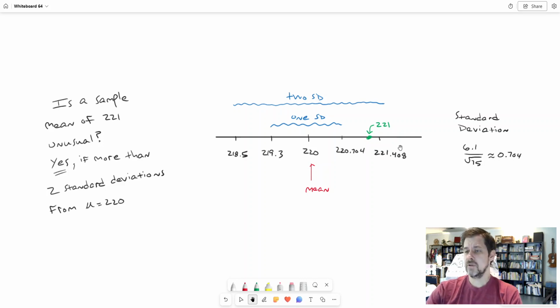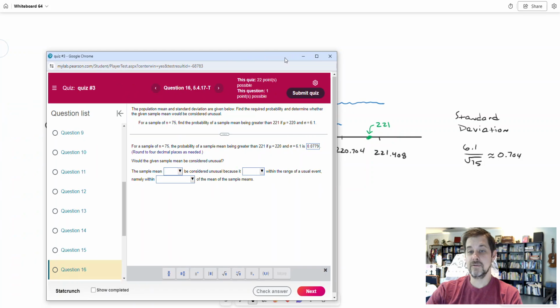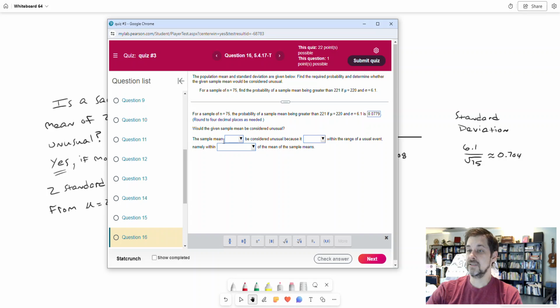Okay, so if I take 220 plus 0.704, I get this number. If I do plus again, I get this number, 221.408. If I minus it, I get this number. If I minus it again, I get this one. So I have the mean, I have the range that's 1 standard deviation from that mean, and then I have the range that's 2.